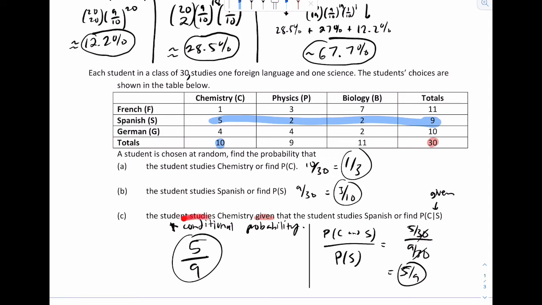But conceptually, I would recommend think of it like the first way I showed you. This is more formulaic, and this is just the math behind what we're doing. The easiest way is to just think, given that they're in Spanish, so look at everybody in the Spanish realm right here, how many are also studying chemistry? And that's 5 out of 9.